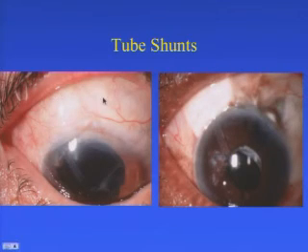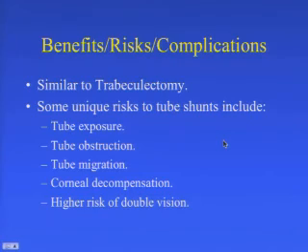This is just a couple more pictures of patients who have had tube shunts put in. Here you can see the tube. There's just material here to reinforce these tubes so they don't expose. And again, another picture here of a tube. The benefits, the risks, and the complications are all very similar to a trabeculectomy.